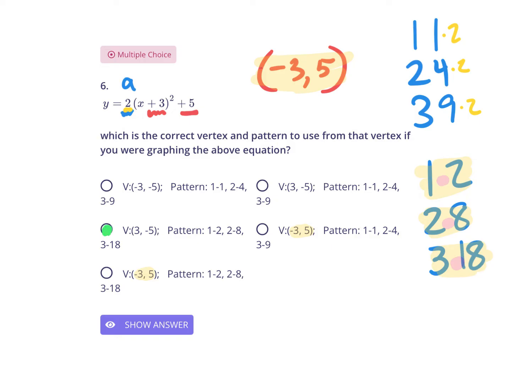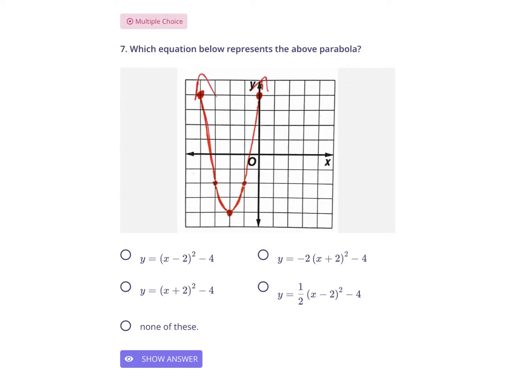Let's move on. Which equation represents the above parabola? Well, I should read the below parabola because it's down here. Anyway, in order for us to work backwards from a graph to an equation, we need to understand what the vertex is. The vertex right there is -2, -4. What else do we need? We need the a value.